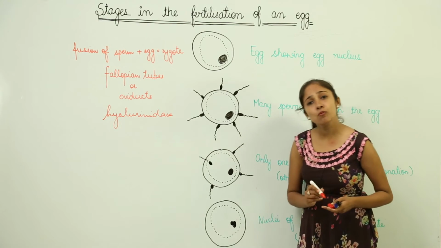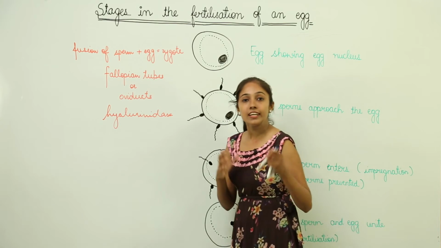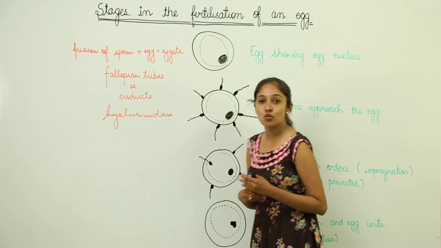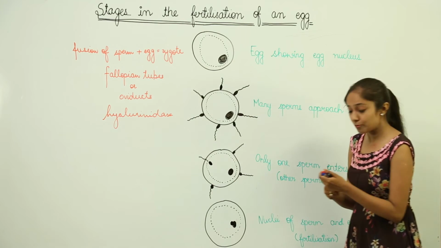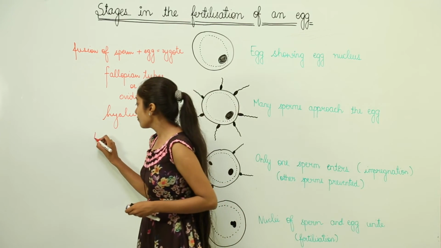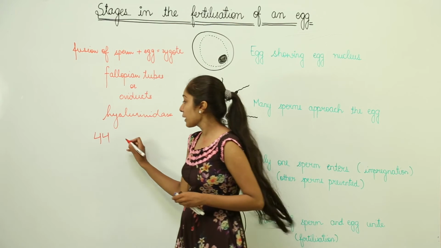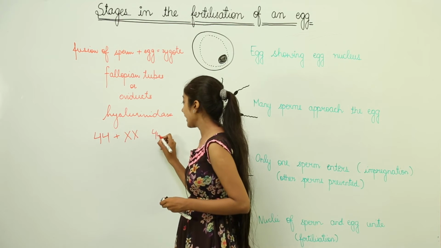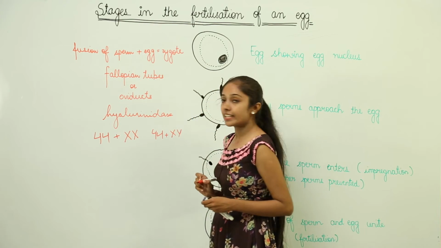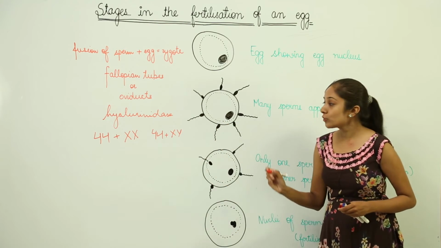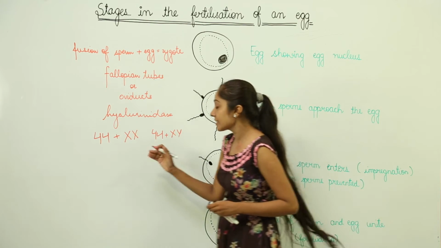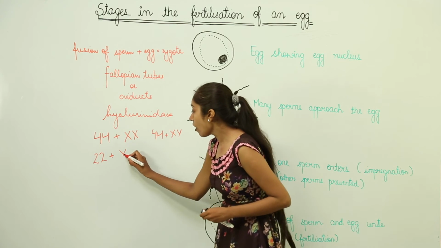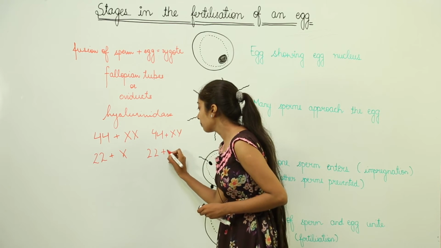Now why this head portion only? Why not the tail? Because in the head portion we have the genetic material, and this genetic material is composed of the chromosomes. What are the number of those chromosomes? We have 44 autosomes, right? Plus we have sex chromosomes which can be XX or they can be XY. But in this case, the sperms and the egg are going to have half the number of chromosomes. Means the sperm may have 22 plus X, or it can have 22 plus Y.